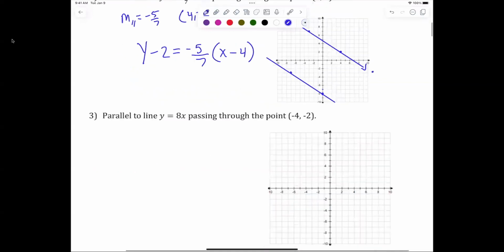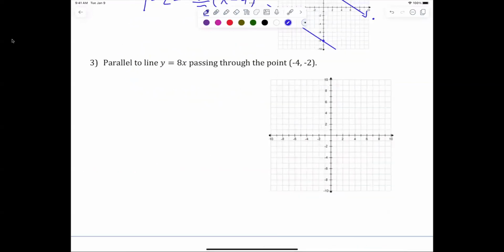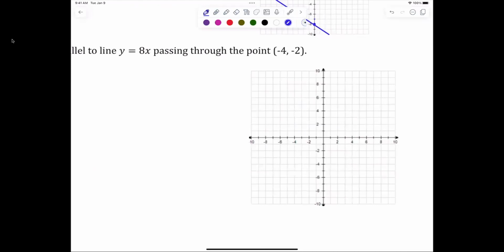So now, graphing y equals 8x. What's the y-intercept for 8x? 0. Thank you. So everybody's plotting the point 0, 0. Then from there, I go what? Up what? 8 and over 1. Up 8 over 1. And now I graph that line.